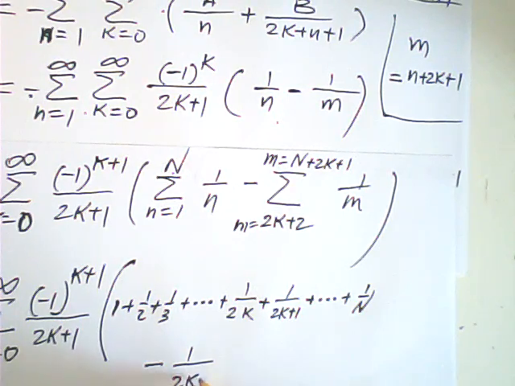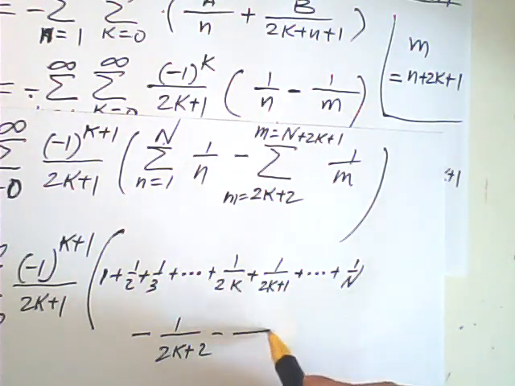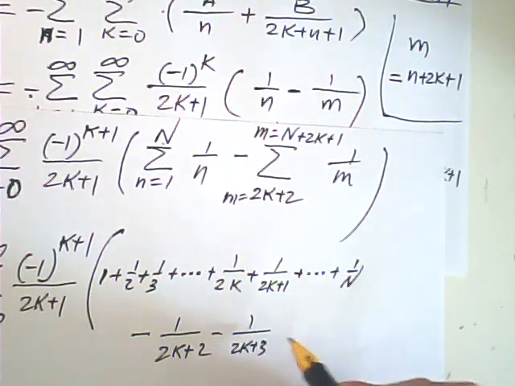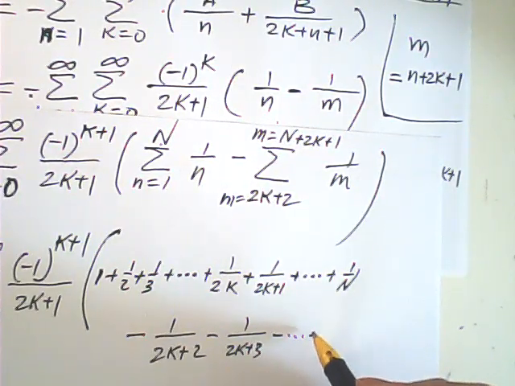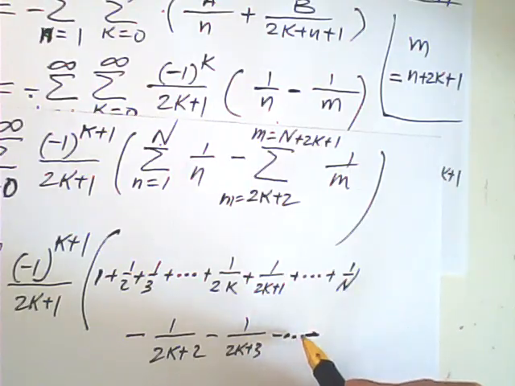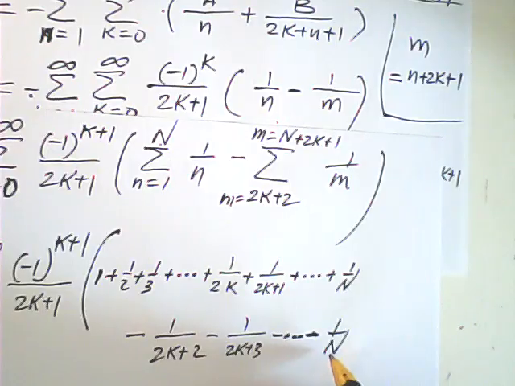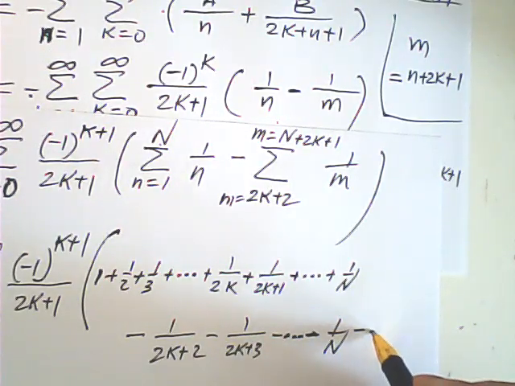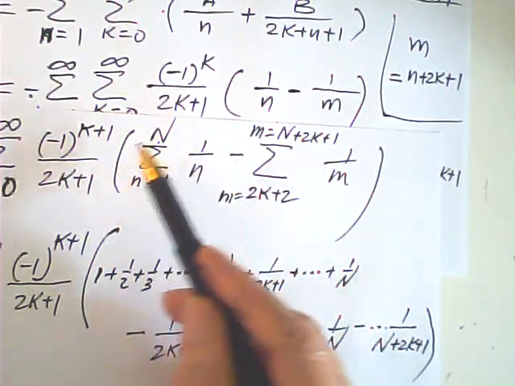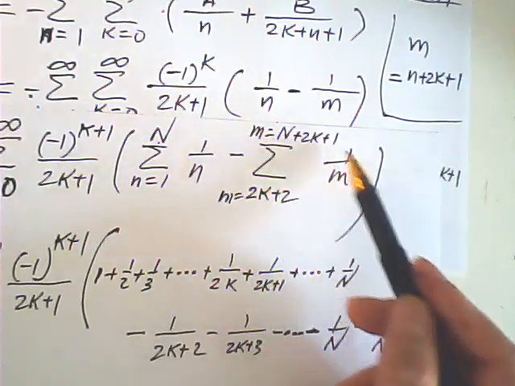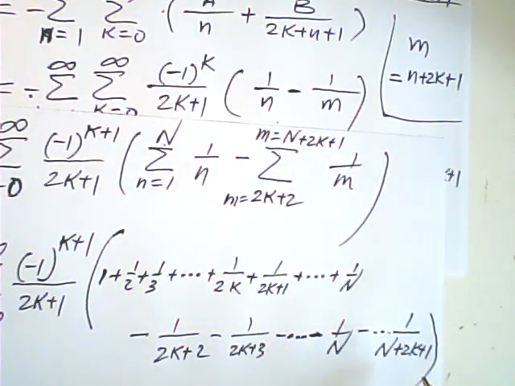2k is 2k plus 2, right? Then 2k plus 3, and so on until it somewhere reaches the end. And keep going until n plus 2k plus 1. I hope you follow. This series is this. This series is that. Okay.